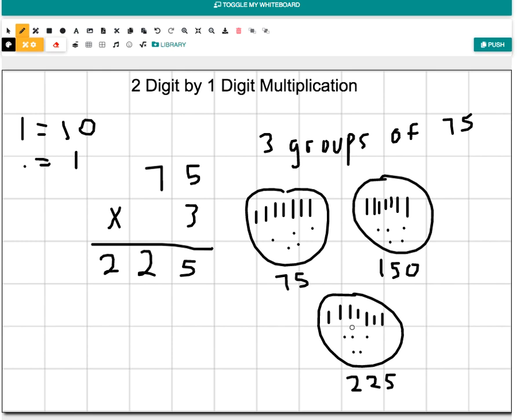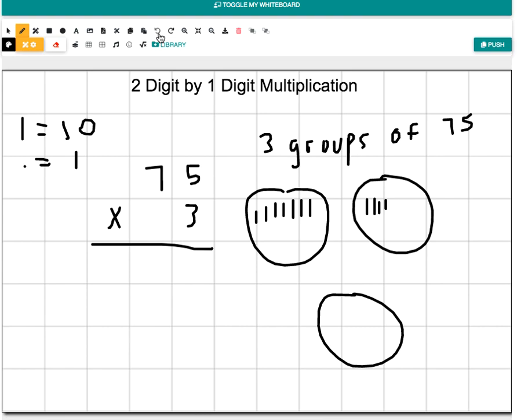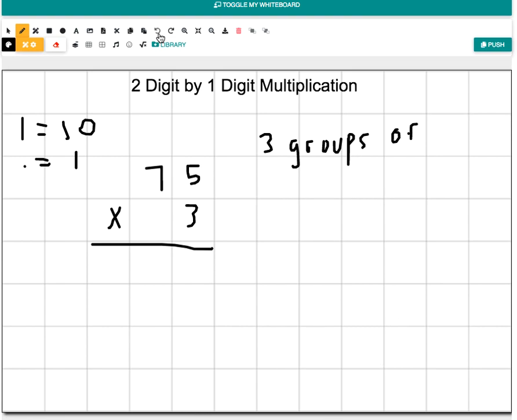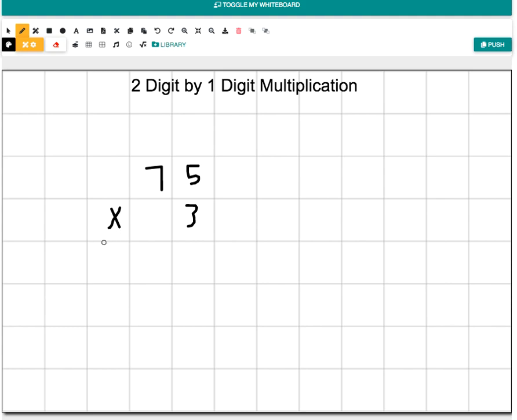Alright, so here is how we do equal groups. So it's just like when we did it with regular. So we did 3 groups of 75. And then we counted all the things. So let's go ahead and look at our final way, which is repeated addition. Alright, so now we're going to look at repeated addition.